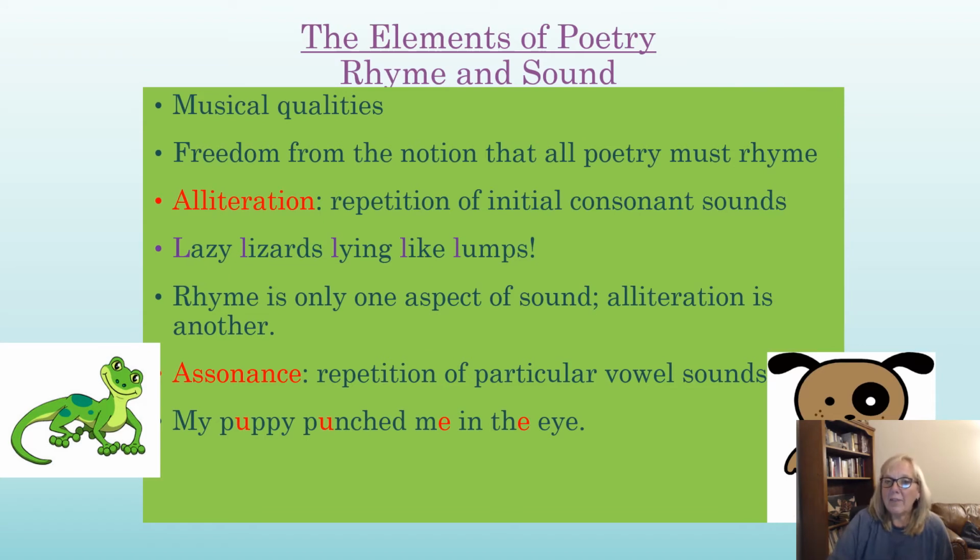When we're talking about the elements of poetry, rhyme, and sound, think about that in terms of musical qualities. I've mentioned all of these different things like alliteration and assonance and consonance and onomatopoeia and so forth. Kids love to say things. Think about this. My puppy punched me in the eye. She sells seashells down by the seashore. They love to try those little tongue twisters and such, and that's poetry, and that's introducing poetry to them.